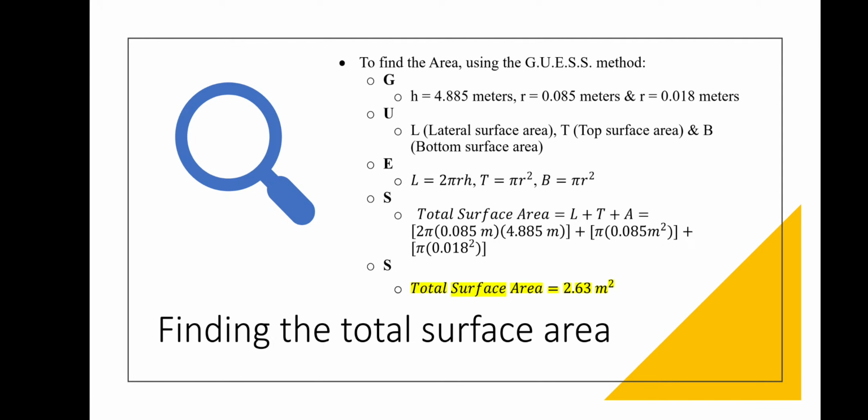To find the total surface area, we will be using the GUESS method. G is given, which gives us the height and the radius of both the bottom and top surfaces. U denotes unknown, which are the lateral surface area, the top surface area, and the bottom surface area. E denotes the equations that we need to solve for L, T, and B. The first S denotes solve, which is how we get to the total surface area, which is going to be L plus T plus B. And the final S denotes the total surface area, which is going to be our final answer, of course, which is 2.63 meters cubed.